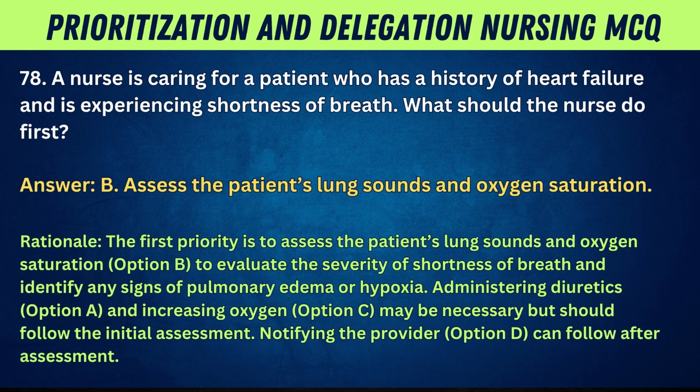Answer. B. Assess the patient's lung sounds and oxygen saturation. Rationale. The first priority is to assess the patient's lung sounds and oxygen saturation, option B, to evaluate the severity of shortness of breath and identify any signs of pulmonary edema or hypoxia. Administering diuretics, option A, and increasing oxygen, option C, may be necessary but should follow the initial assessment. Notifying the provider, option D, can follow after assessment.